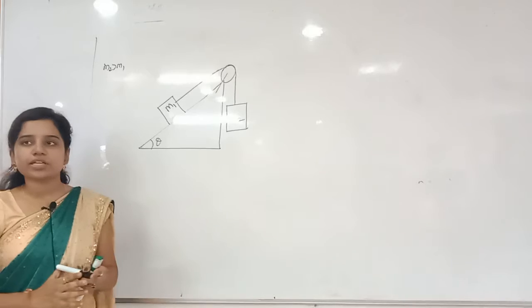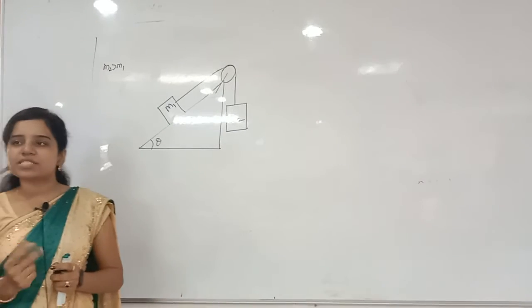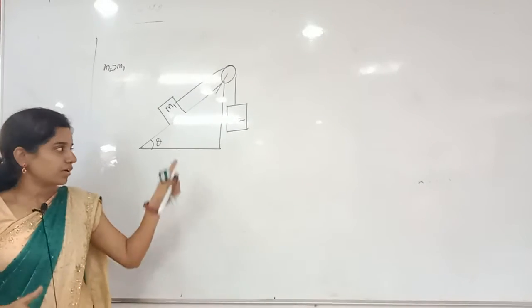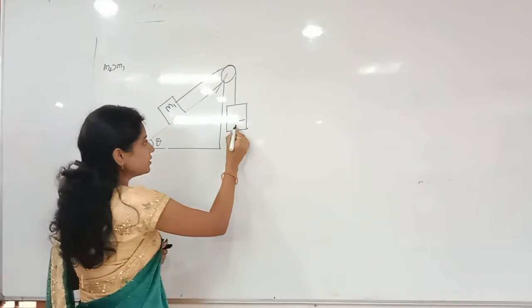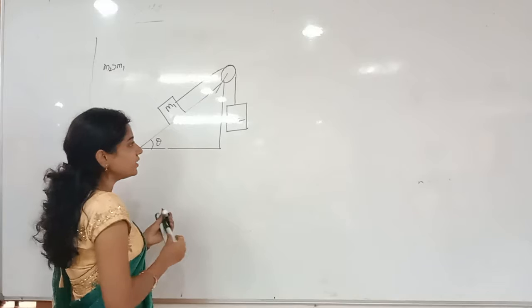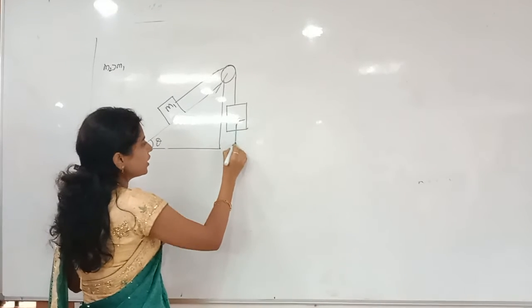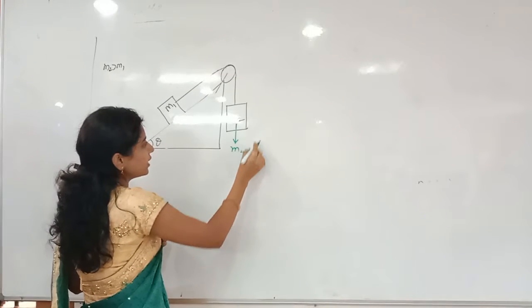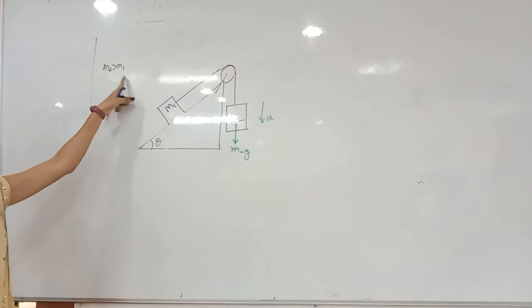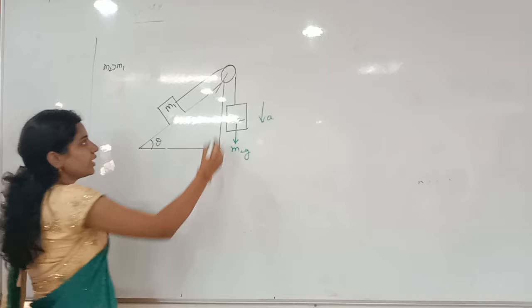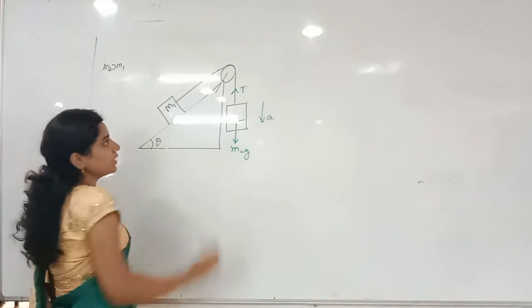So directly you cannot take the difference of the masses divided by the sum of the masses. Directly you cannot take. Why? Because there is an angle here. So how to do that? Here obviously downwards what will act? m2g. So m2g is there in the downward direction. Acceleration is there in this direction. Why? Because m2 is greater than m1. Then tension T is there in the upward direction.